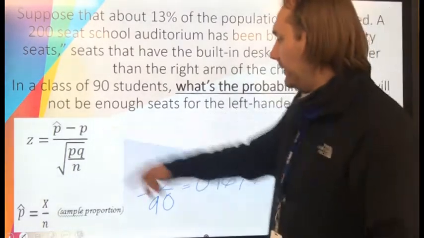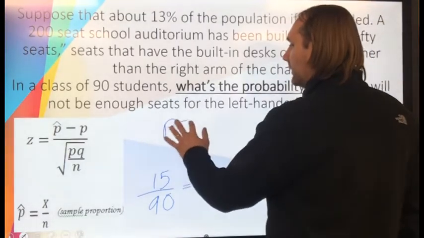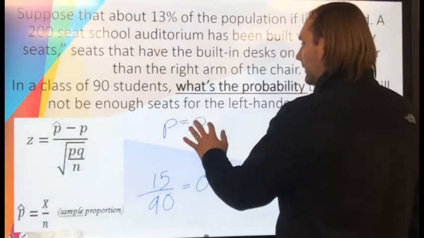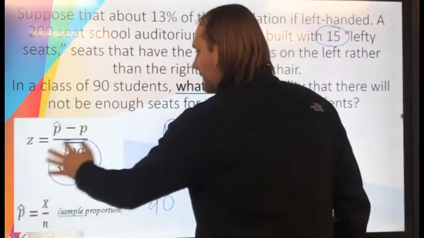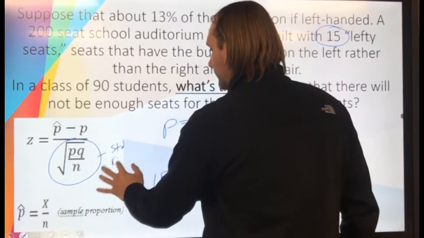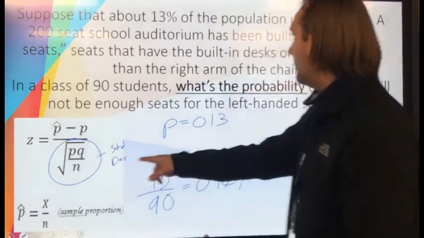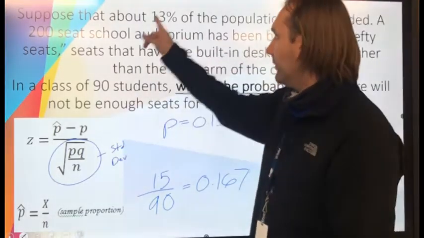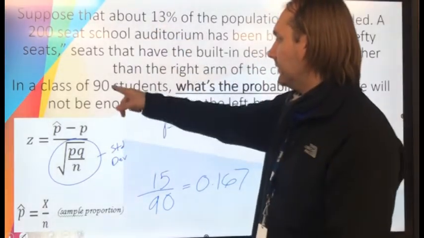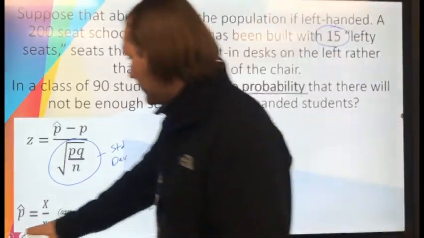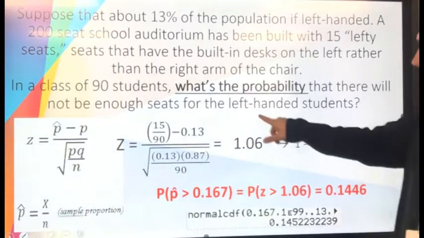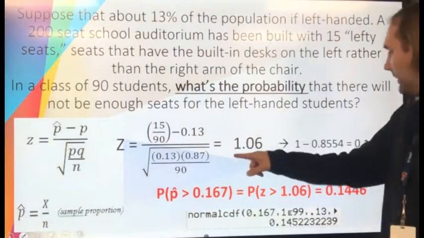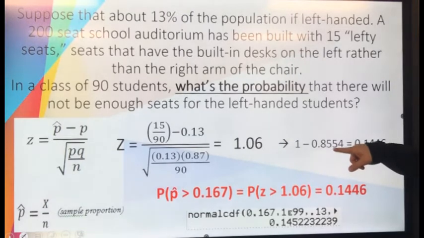I'm subtracting that from p. So I found p to be 0.13. And dividing it by this, our standard deviation, so the square root of p, 0.13, times q, 0.87, over n, 90. Now calculating that gives me 1.06. I need to take this number, look in my z-table chart, and that's going to give me a probability of 0.8554. Now, what does that tell me?